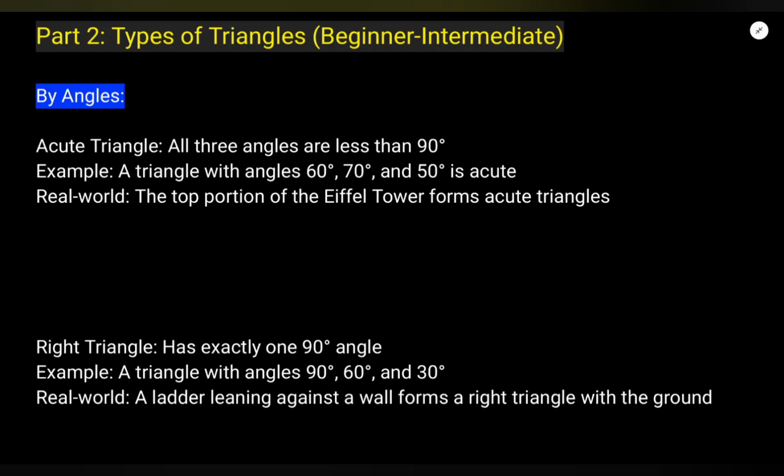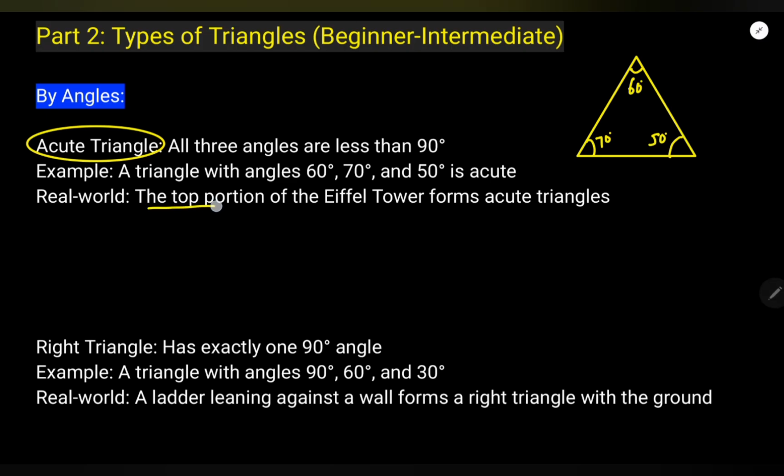Now we will learn about types of triangles. We will divide triangles into types according to two ways, by angles and by sides. Suppose I have a triangle in which all the angles are less than 90 degrees. Like suppose one is 60, one is 70 and one is 50. Then you will say this is an acute angle triangle, in which all angles are less than 90 degrees.